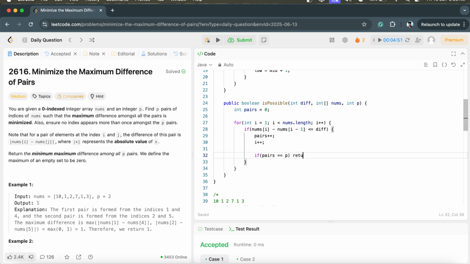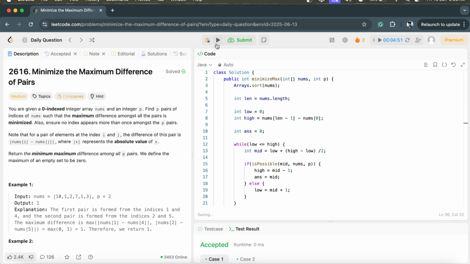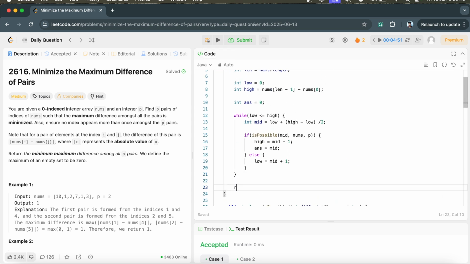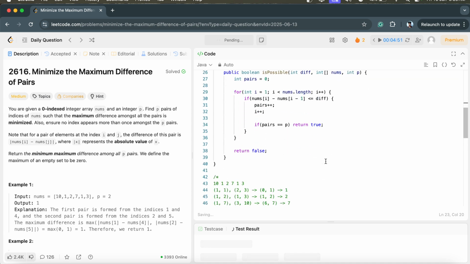What we can do is return true from here. If it is not, we will return false from here. That's the easiest way to write this code. We will return the answer from here. Let us run this code.